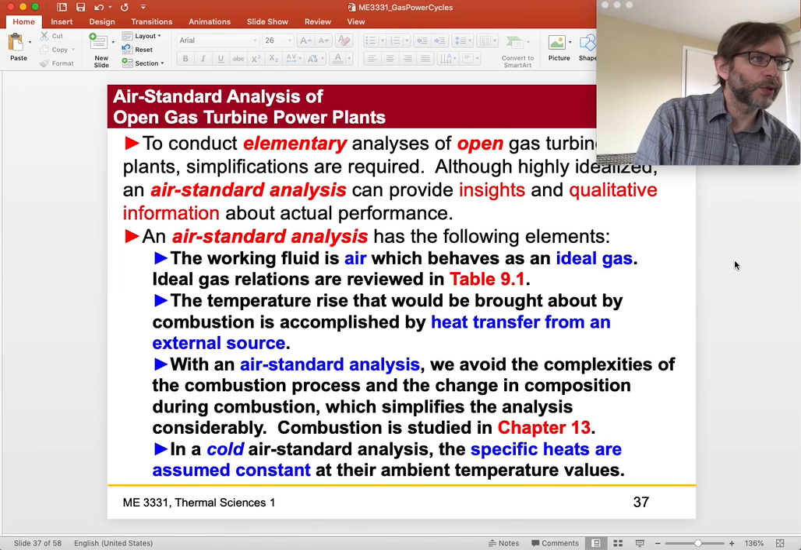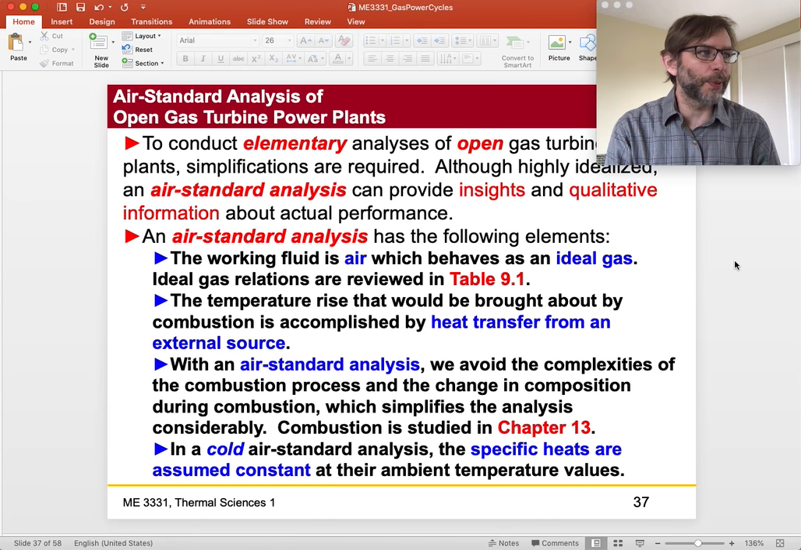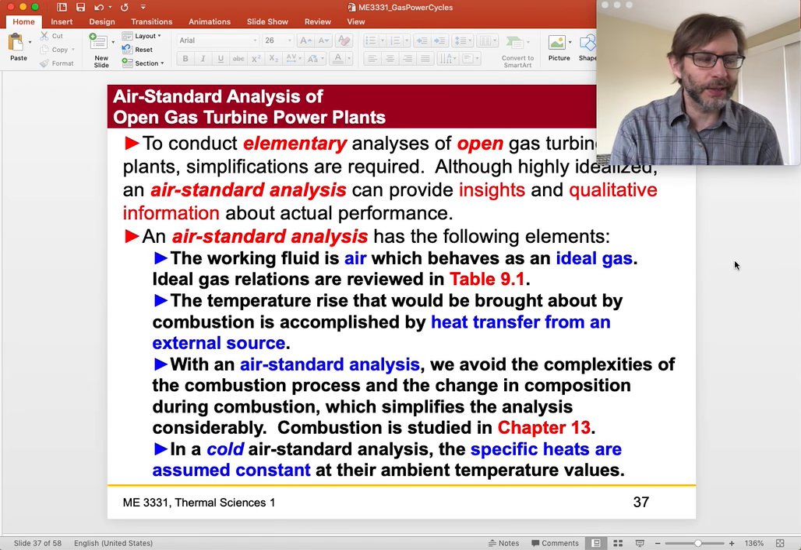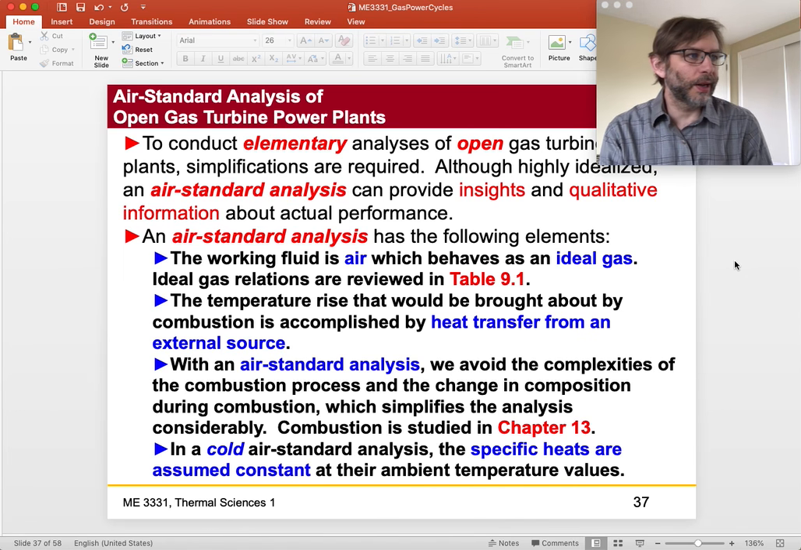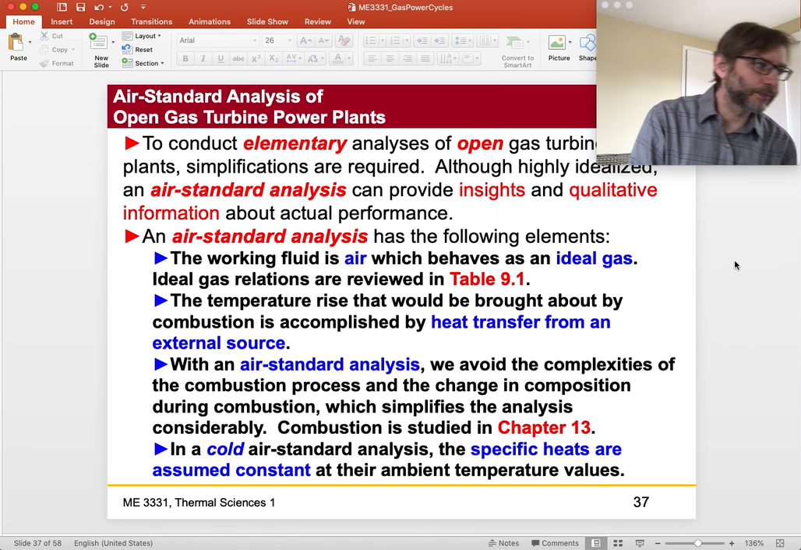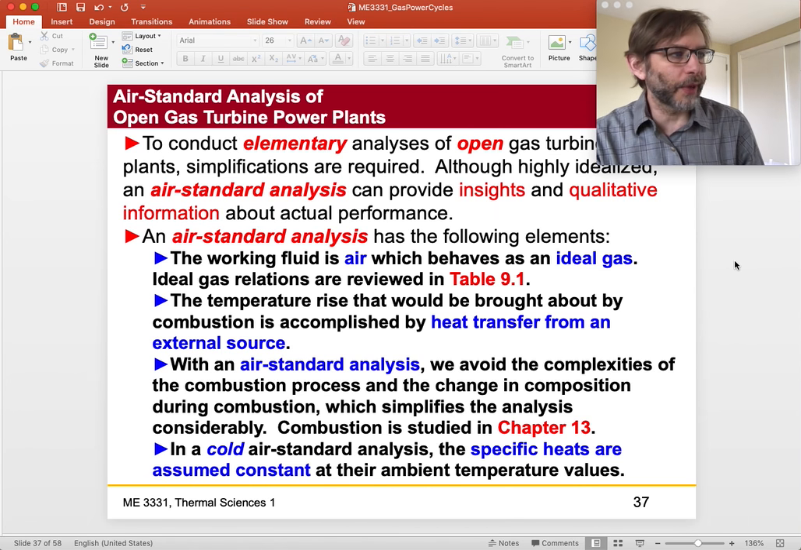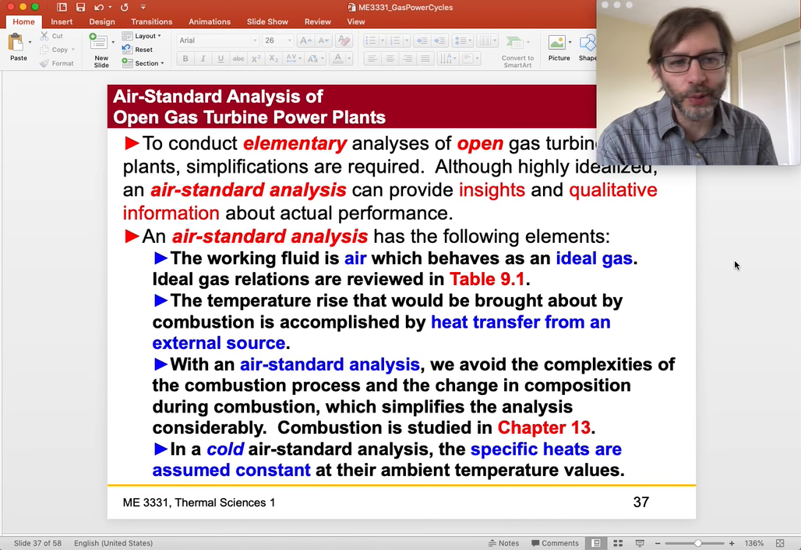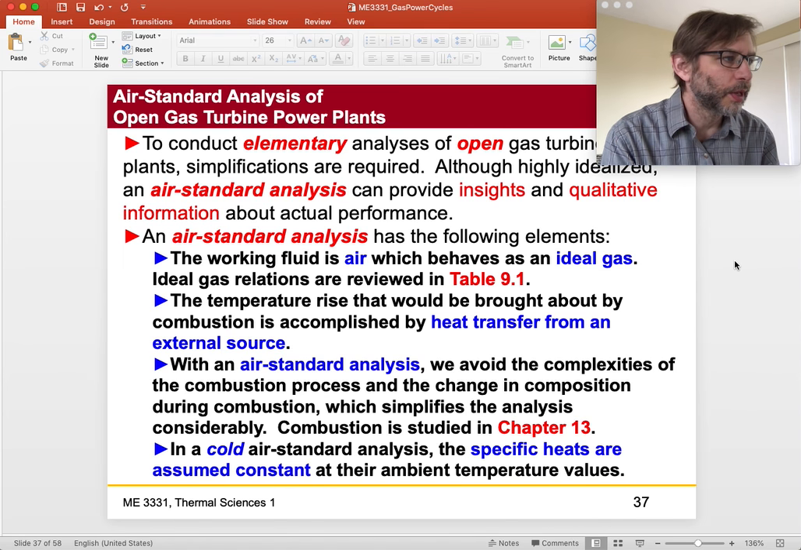So what we're going to do is conduct an elementary analysis of open gas turbine plants, the air standard analysis, so that we can provide insights about what happens in real Brayton cycles or real gas turbine power plants. In an air standard analysis, we have the following elements. We assume it's all air. There's no combustion, just like we assumed with the Otto cycle. We don't assume combustion. We assume everything is air.